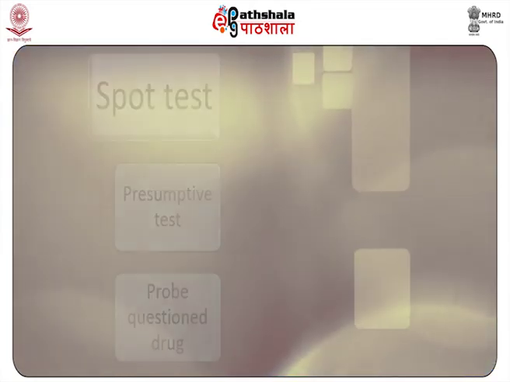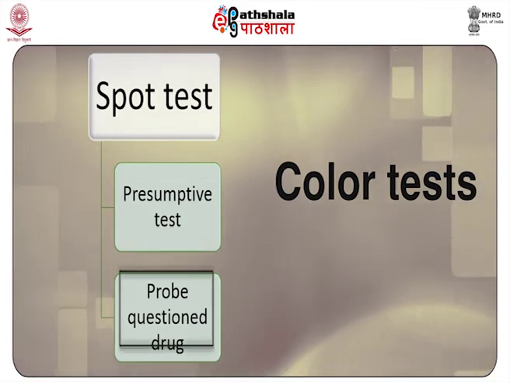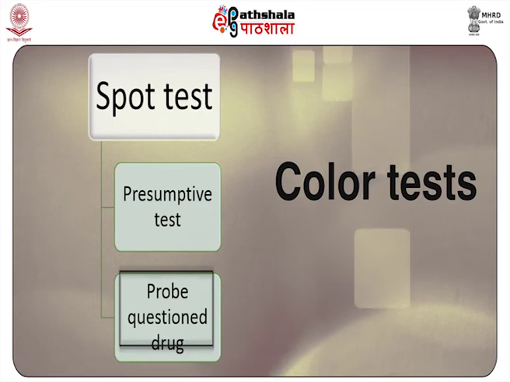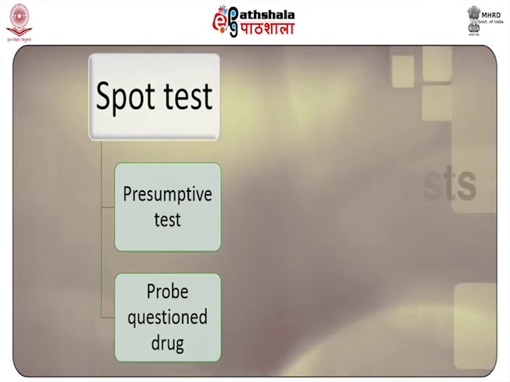Color tests, sometimes called spot tests, are presumptive drug tests used to probe questioned drug samples for their chemical properties. If chemical properties consistent with a known drug are discovered, a questioned drug sample can be presumptively identified. When conducting a color test, chemicals known to produce a colored product in the presence of a suspected drug are added to a small amount of the questioned sample.